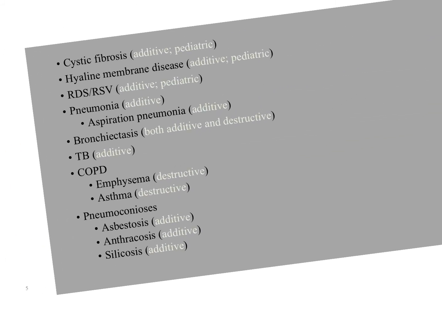All right, finally, let's also talk a little bit about these pathologies here. So first off, cystic fibrosis. This is kind of an inherited condition, so it's mainly pediatric. It's also additive, so what that means is we're going to need to increase our technique to get a diagnostic image.